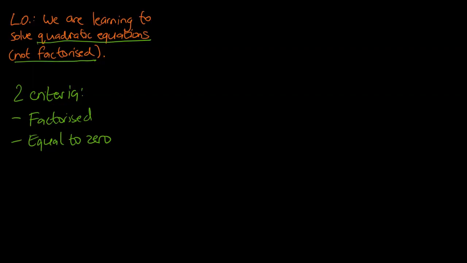And the best way to understand what I'm looking at today is probably to get into some questions. So let's say we've got x squared plus 5x plus 6. Let's say that's equal to 0. And if you look at our learning objective, we can see it's a quadratic because we've got that x squared component. And we can see that it's not factorized. Hopefully you can make the connection between the learning objective and the type of question we're solving today.